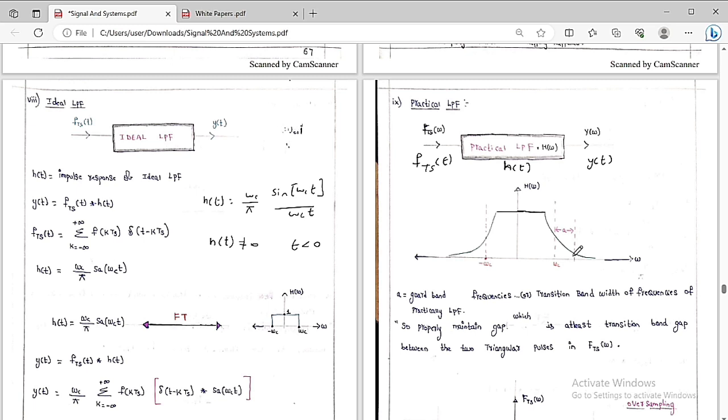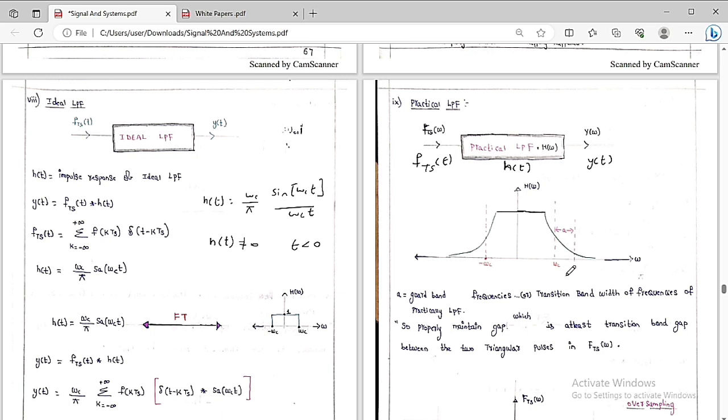So properly maintain a gap, which is at least a transition band gap, between the two triangular pulses in f s of omega. So this is the guard band. This is the amount of gap that we need to keep, at least this much gap, between the two pulses in f s of omega.